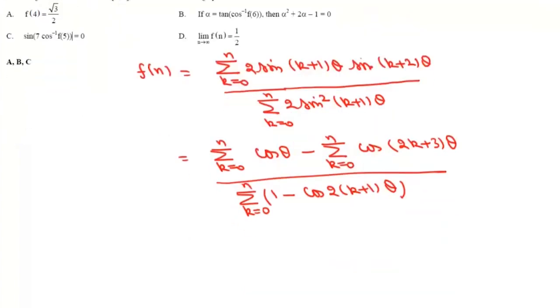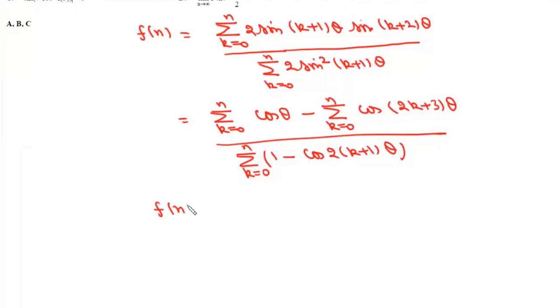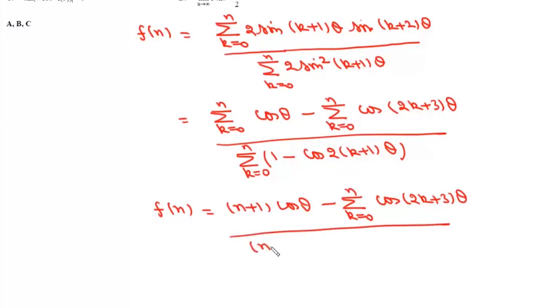So we can write f_n as (n plus 1) cos theta minus the summation k varies from 0 to n of cos (2k plus 3) theta, upon the summation of 1, which will also be n plus 1, minus the summation k varies from 0 to n of cos 2 (k plus 1) theta. Now first we'll simplify these two summations.